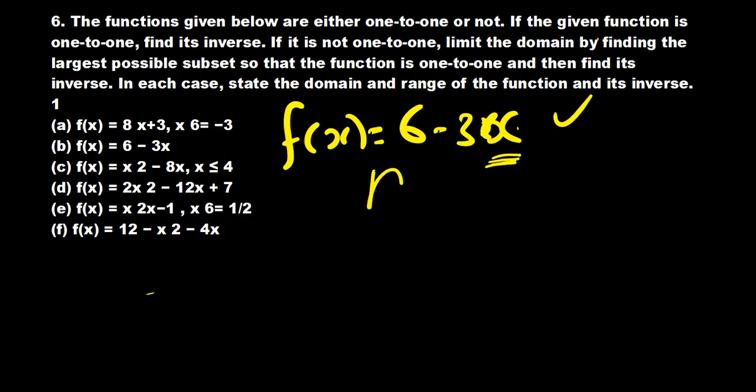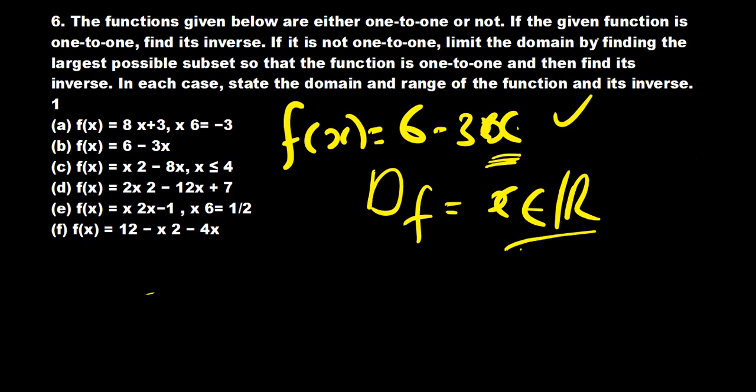So the domain for this case, we've already found the domain. Just say the domain for this function is x should be a member of all real numbers. Then let's find the range. Again, you just say y is equal to 6 minus 3x, and you make x the subject of the formula. On this side you have y minus 6 is equal to negative 3x. For it to remain with x, you're going to divide by negative 3 on both sides.